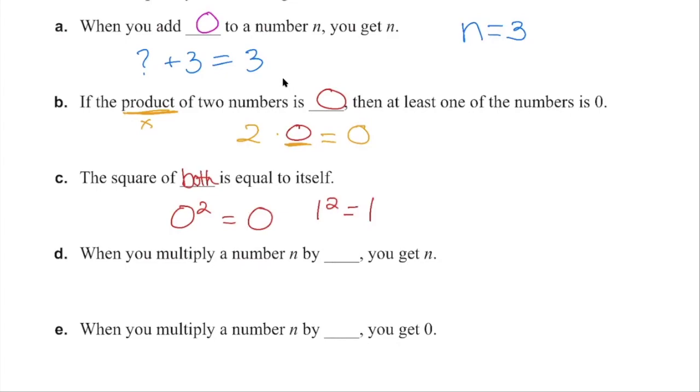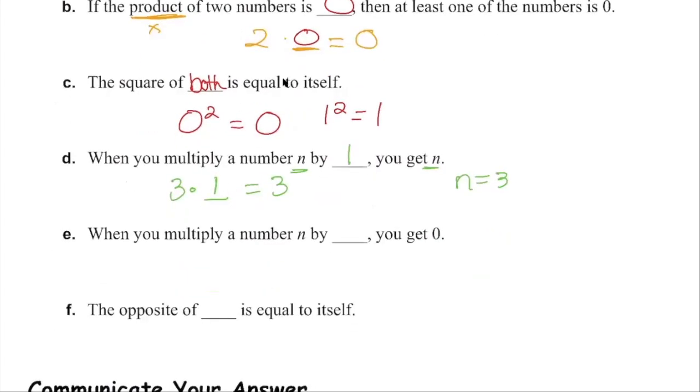The next one, when you multiply a number n by blank, you get n. So we're going to say n is equal to 3. So 3 times what number gives you 3? Is it 0, 1, both, or neither? The answer is 1. 3 times 1 gives you 3. When you multiply a number n by blank, you get 0. So 3 times what gives you 0? You said 0, you are correct.